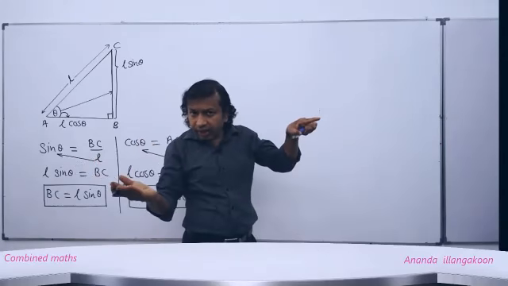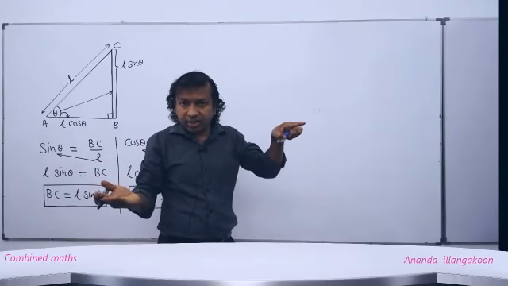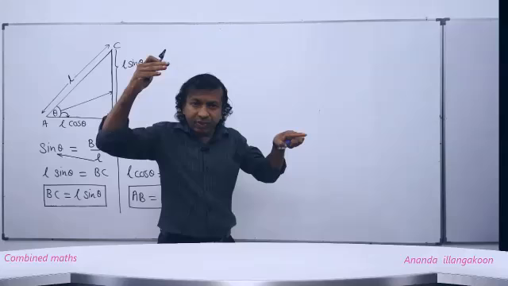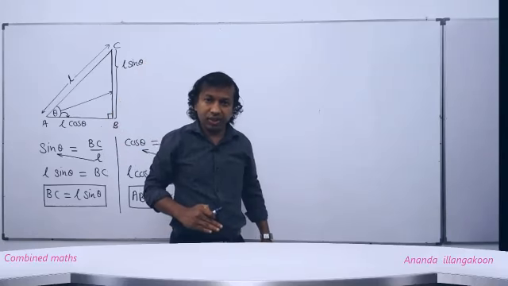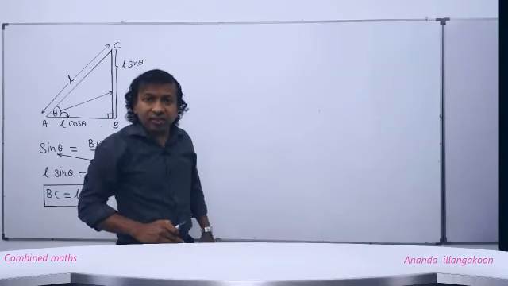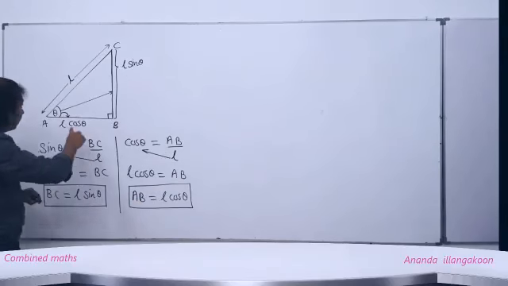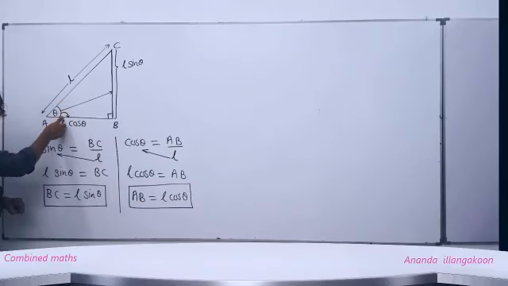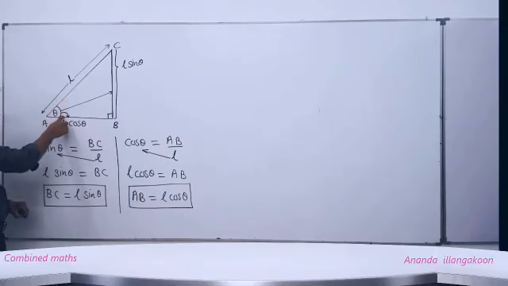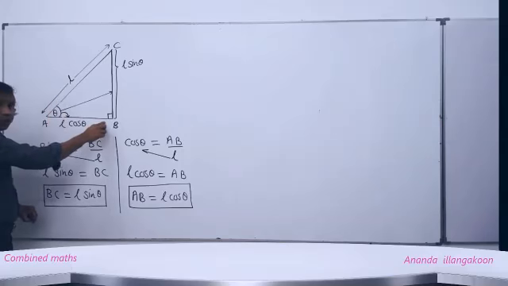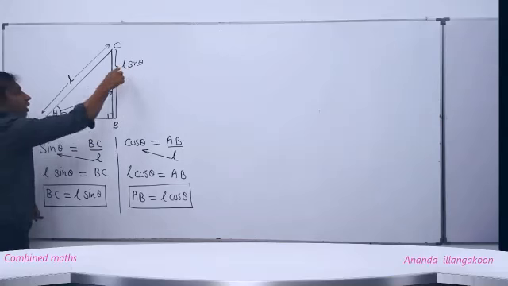The side adjacent to the angle, the one next to it: what is that, people? Hypotenuse times cos of that angle, cos theta. Then another way we can remember: towards the angle the length is L cos theta. Towards the angle means this, no? This is the angle. Towards the angle, L cos theta. Opposite to the angle, L sin theta.